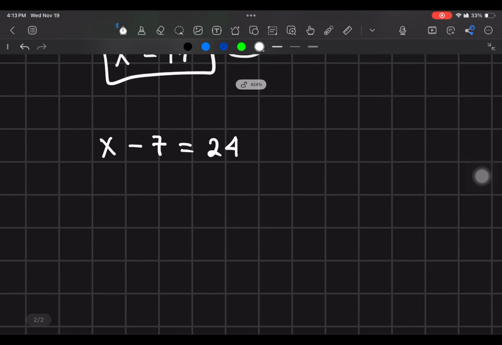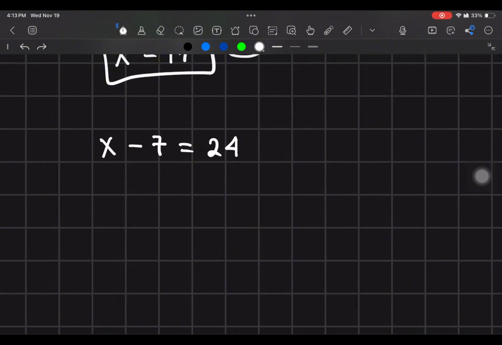So what we can do here is that we transpose, otherwise known as moving a constant to the other side here and changing its sign. So if we take note of the 7's sign here, it's negative, right? It's negative. So if we change the sign, what does it become? If you said positive, then that's correct.